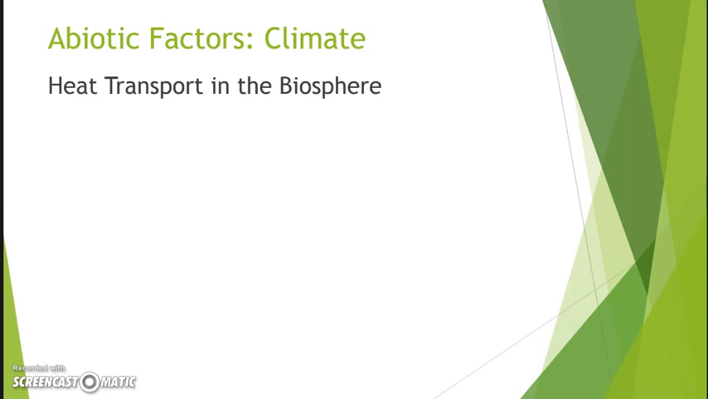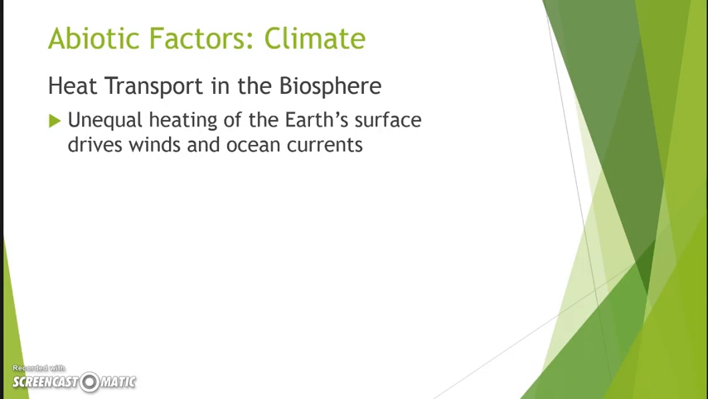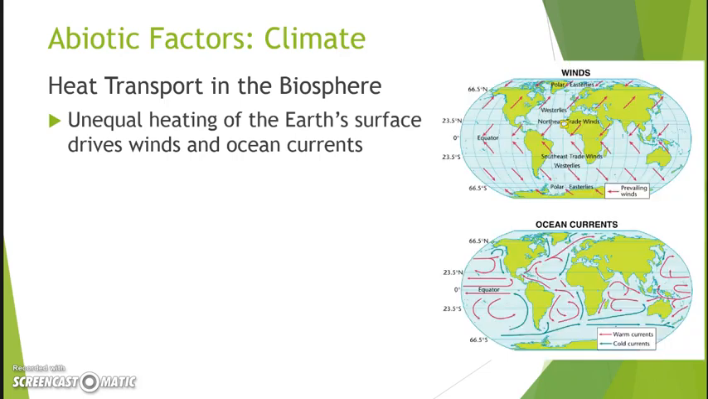So next up, we're going to talk about heat transport in the biosphere. So unequal heating of the Earth's surface drives winds and ocean currents. So here's a figure that shows the different winds. So our polar easterlies, our westerlies, our northeast trade winds, our southeast trade winds, again our westerlies, and our polar easterlies. And it also shows the ocean currents as well.